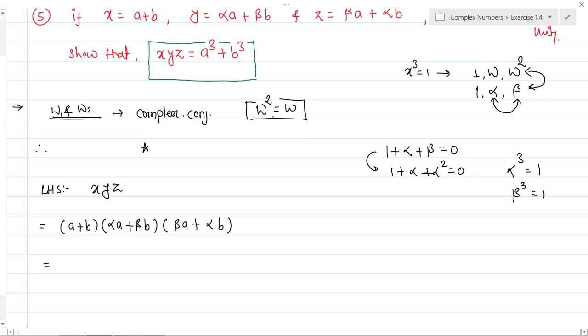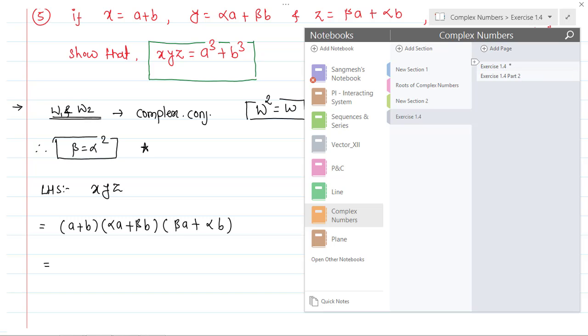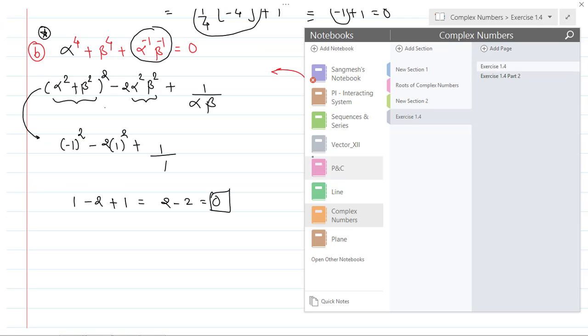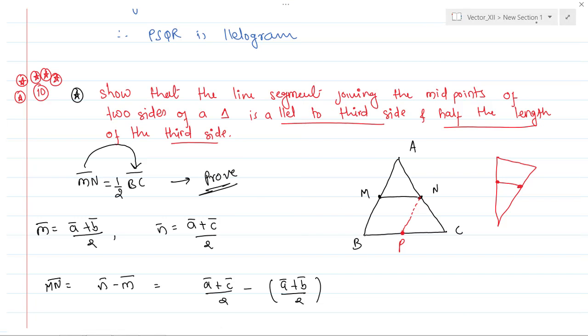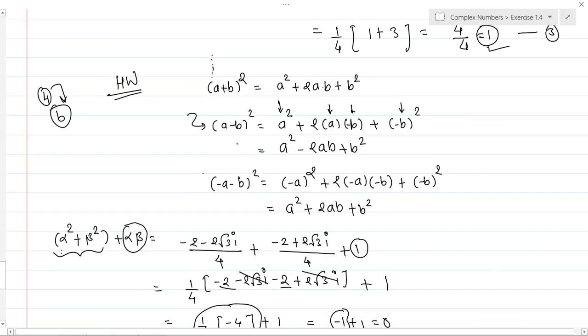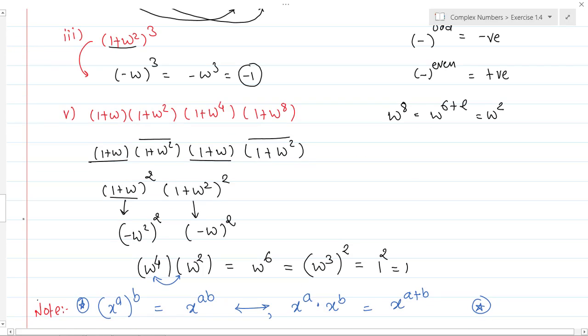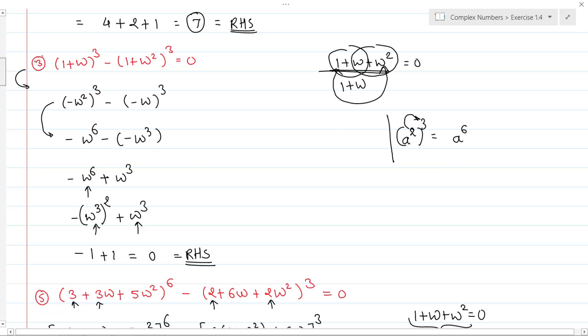See here, beta is equal to alpha square. See, during the complex conjugate, let me show that. I hope I will get this in this section only.